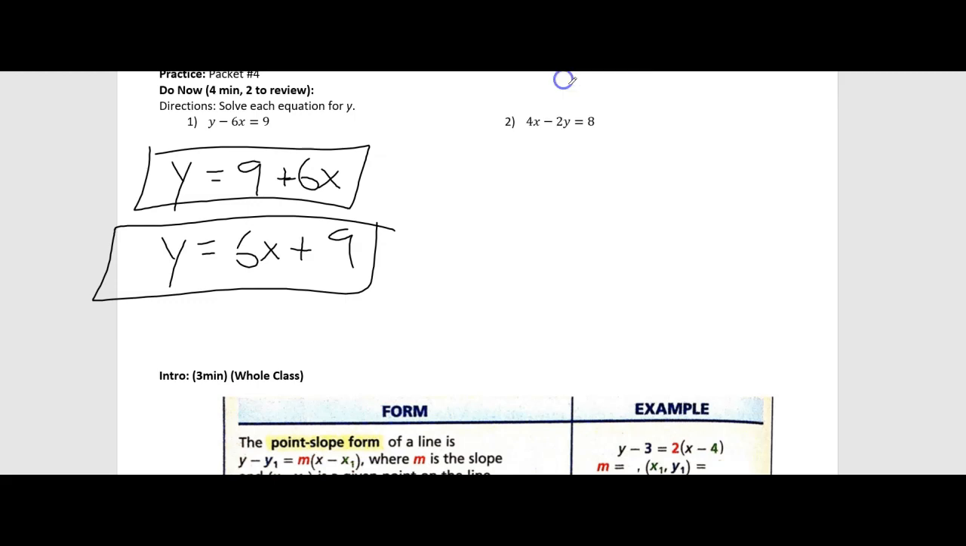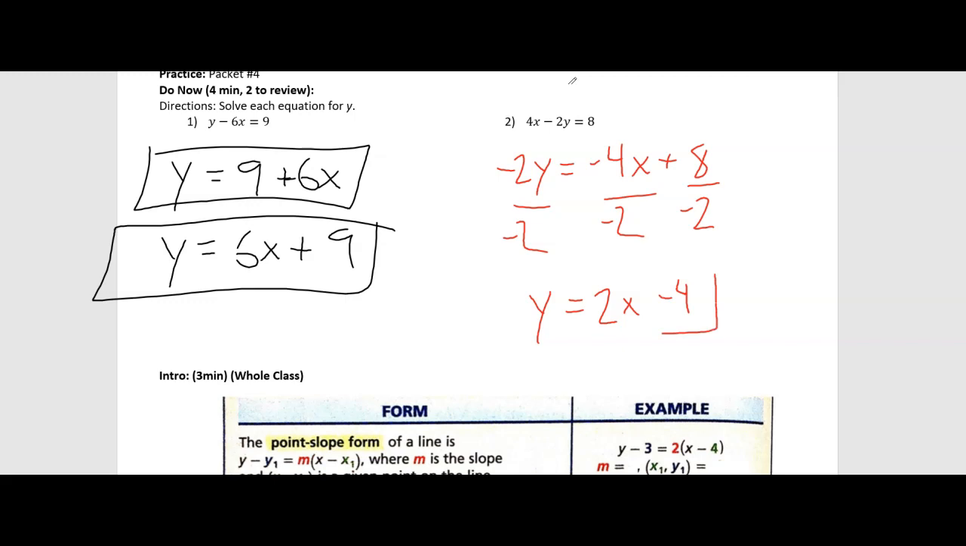If we move on to equation number 2, first thing we're going to do is subtract 4x from both sides. So I get negative 2y is equal to negative 4x plus 8. And then I have to divide every term by negative 2. So don't just divide one of the terms. Make sure you divide all 3 in this case. So I get y is equal to 2x minus 4.